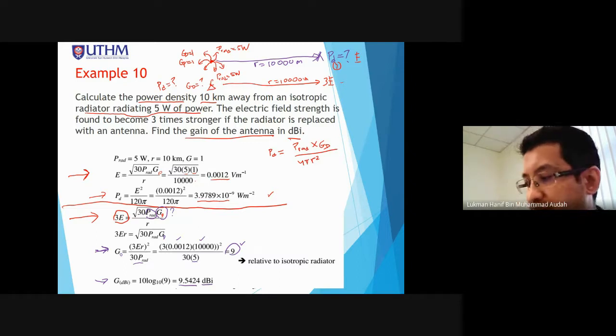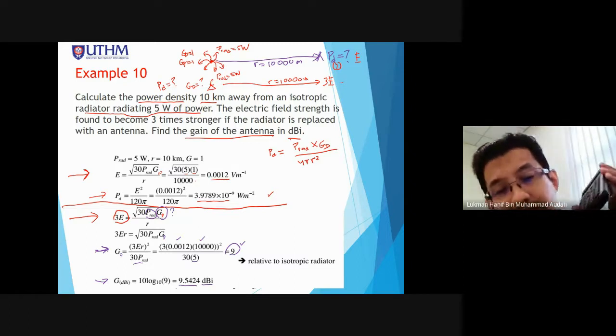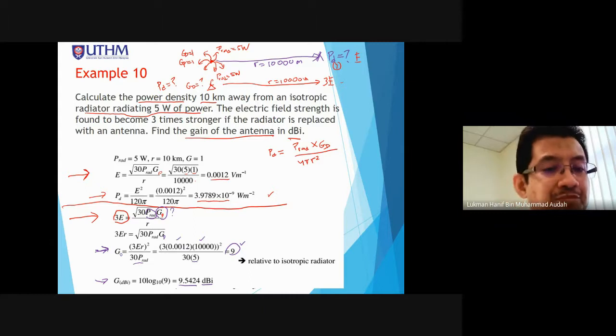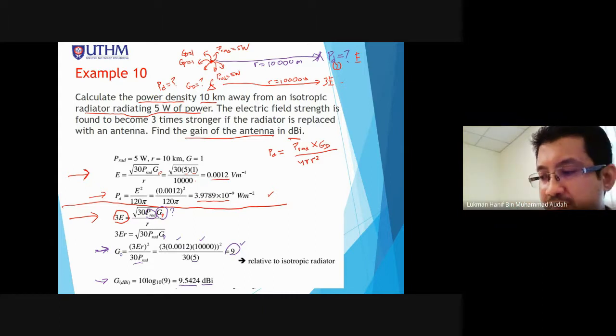Okay, hopefully you can try use your calculator. Cuba guna calculator. Cuba tekan. Okay, kalau kamu tak cuba tekan calculator, nanti masa exam nanti akan kekok, kamu tak terbiasa menekan calculator untuk example seperti ini. So you need to use your calculator. Okay.